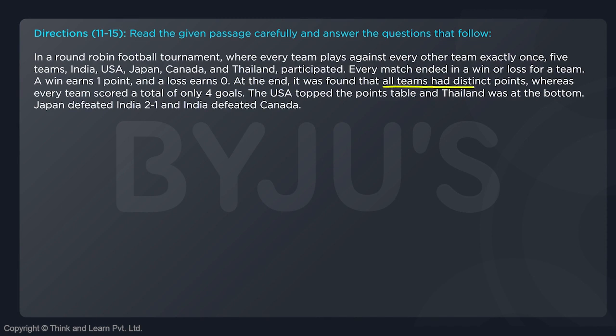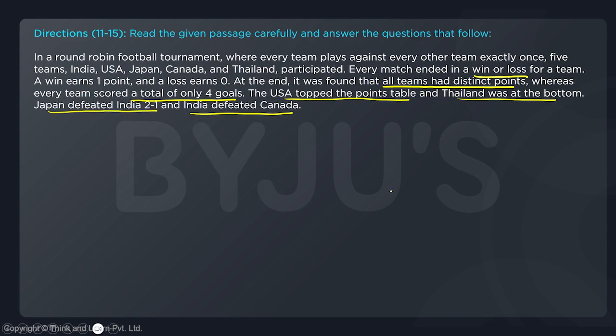Okay, an important part. Every team scored a total of only 4 goals. This is another part. And of course, there is only a win or a loss. There is no draw. The USA topped the table, and Thailand was at the bottom. Japan defeated India 2-1 and India defeated Canada.